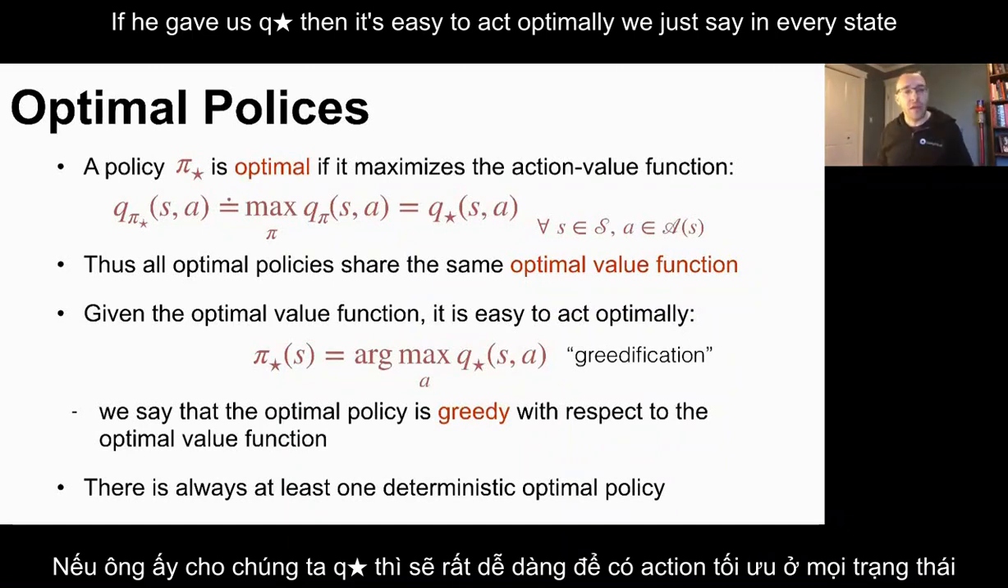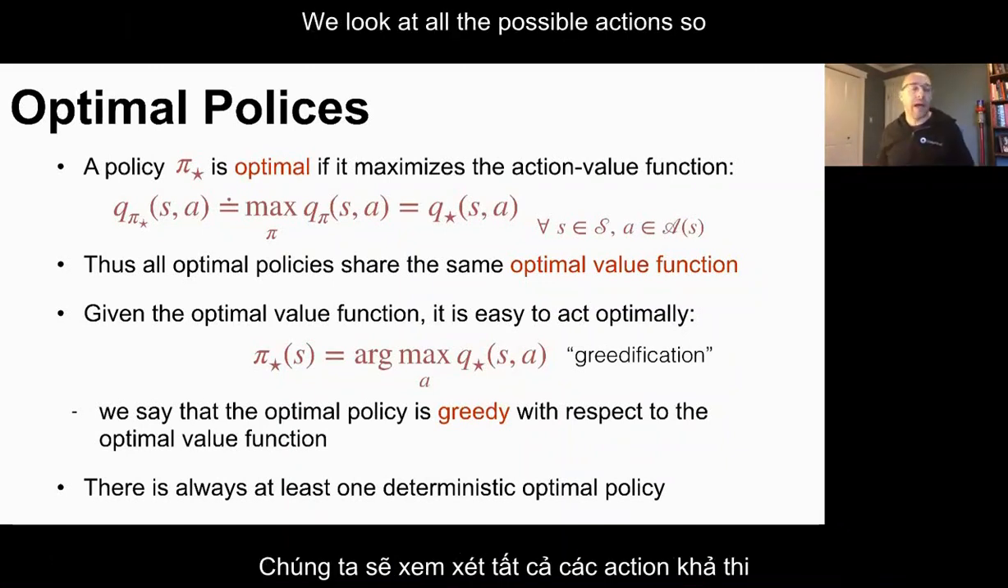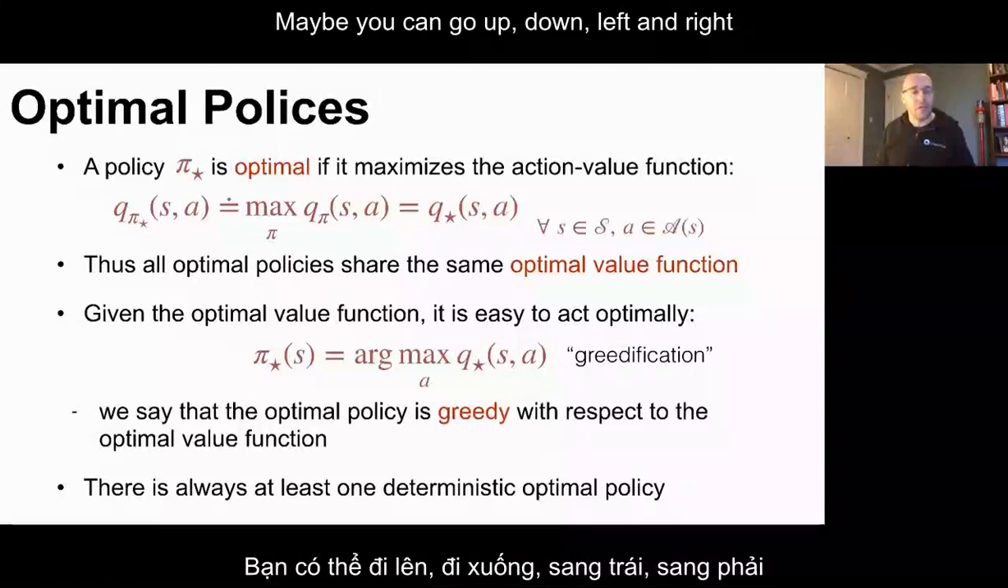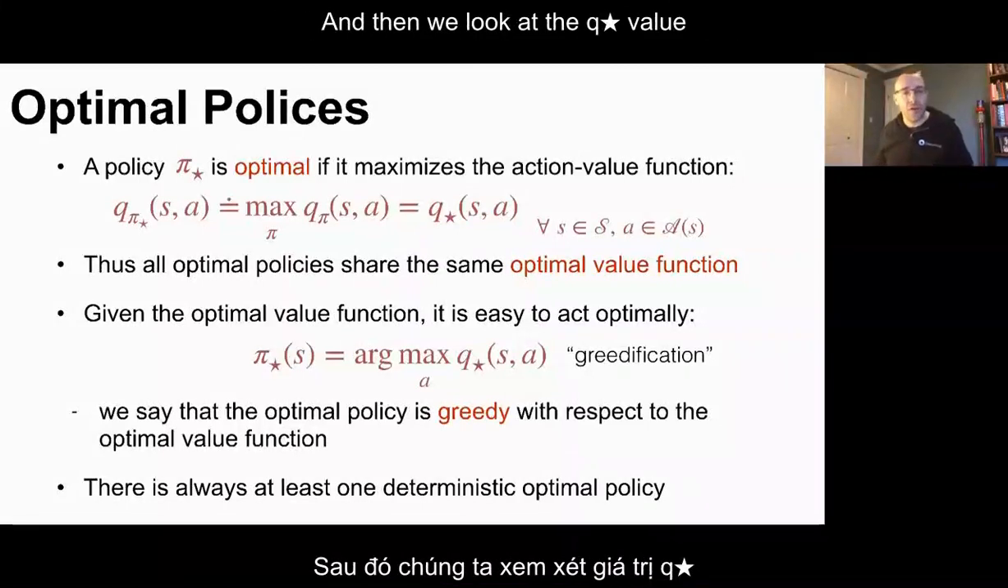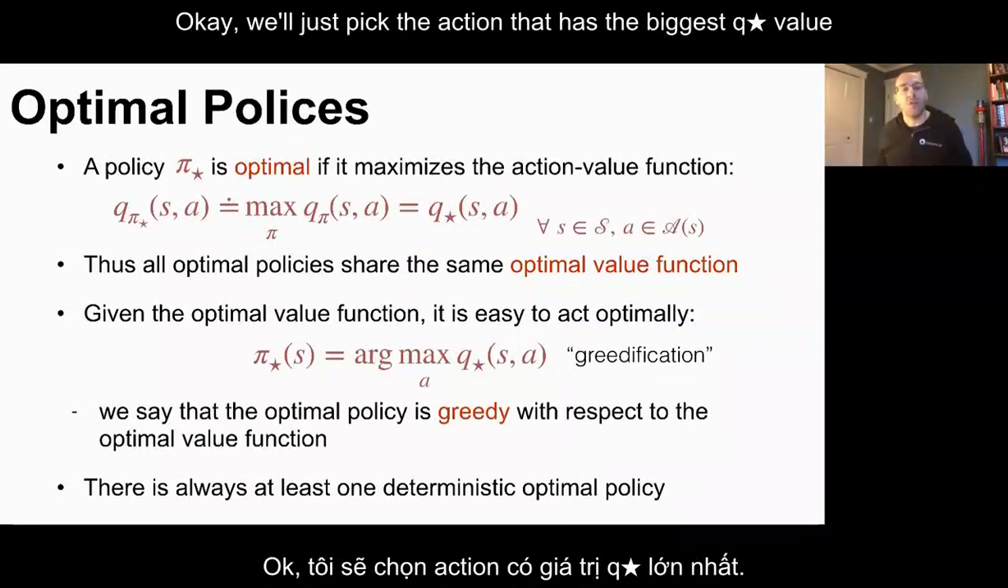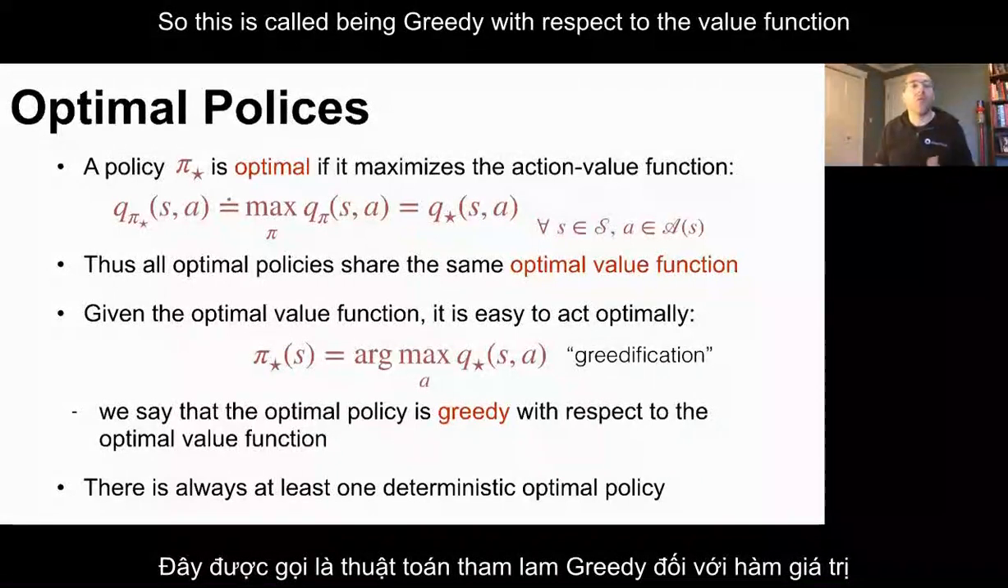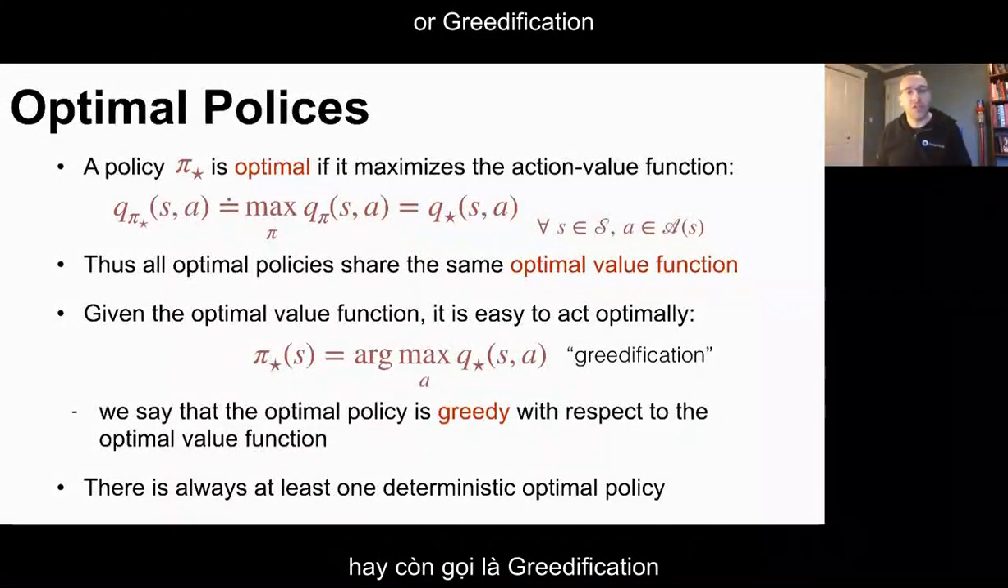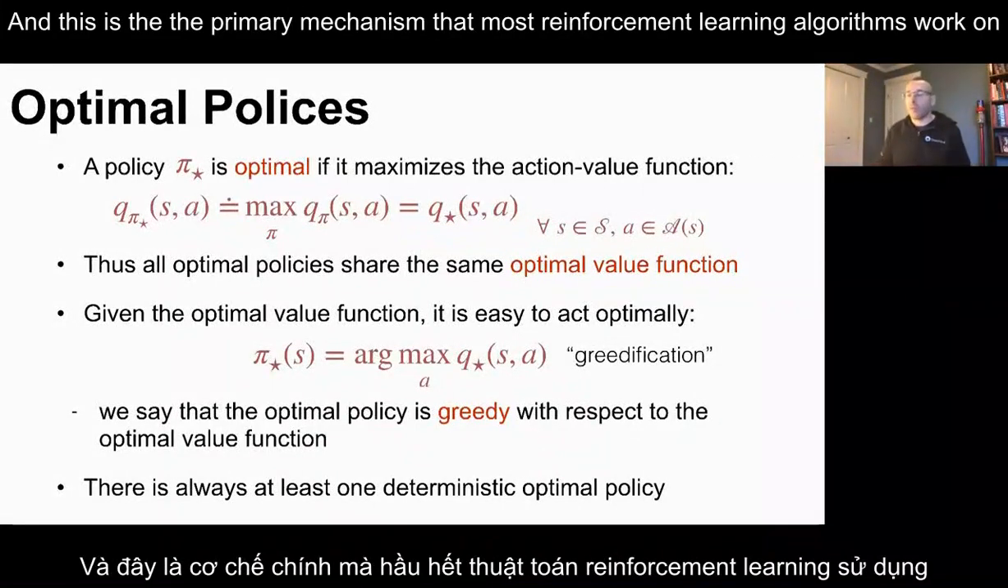We just say in every state, we look at all the possible actions. So maybe you can go up, down, left, and right. And then we look at the Q star value. And if Rich gave us the Q star value, then we could say, okay, we'll just pick the action that has the biggest Q star value. So this is called being greedy with respect to the value function, or greedification. And this is the primary mechanism that most reinforcement learning algorithms work on.